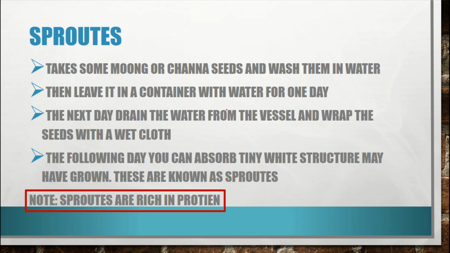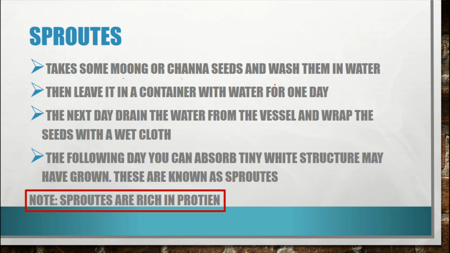Now, how to make the sprouts? Take some moong or channa seeds and wash them in water. Then leave them in a container with water for one day. Next day, drain the water from the vessel and wrap the seeds in a wet cloth.